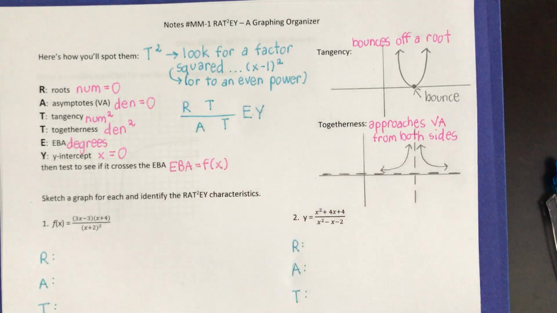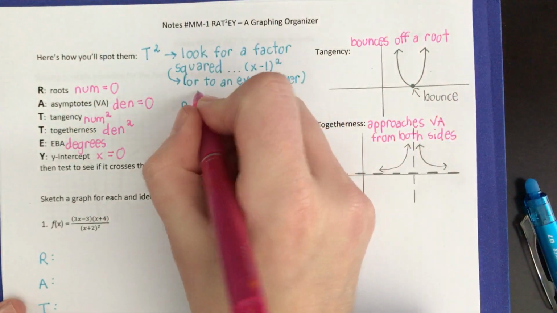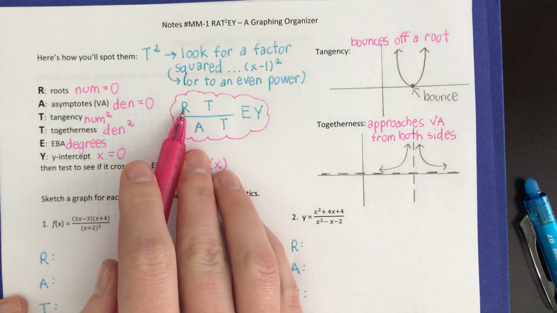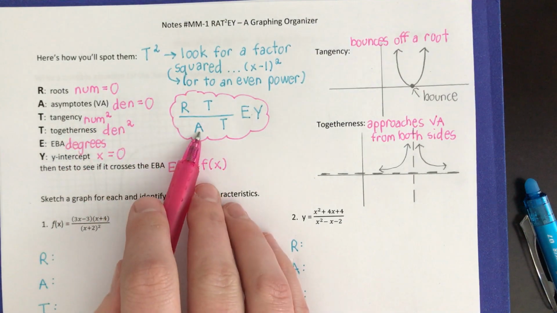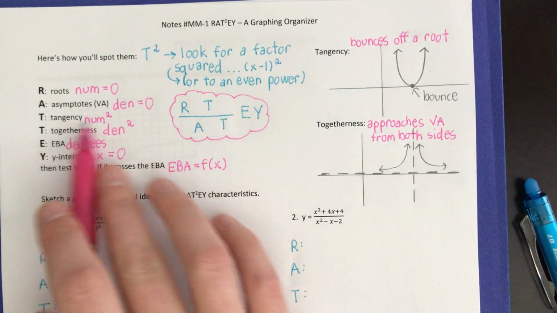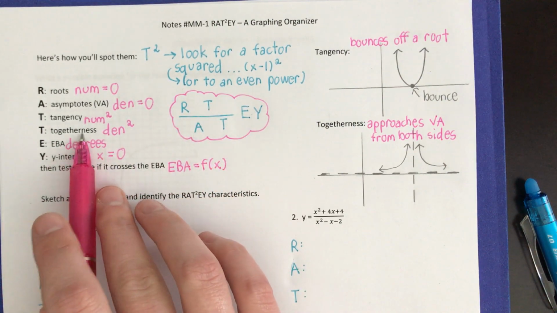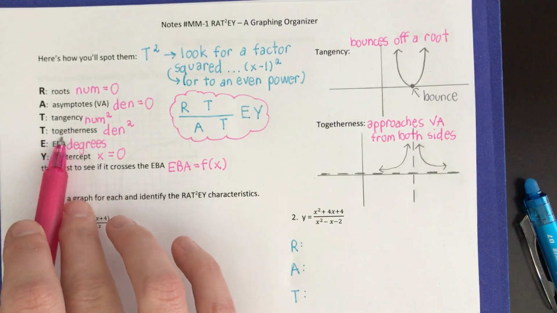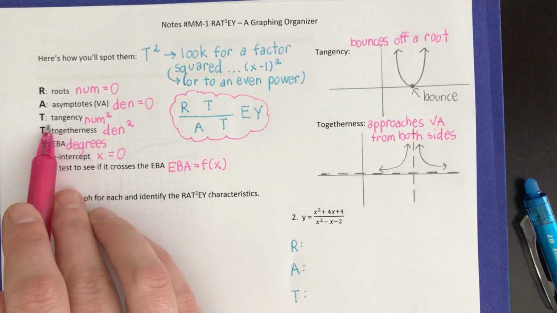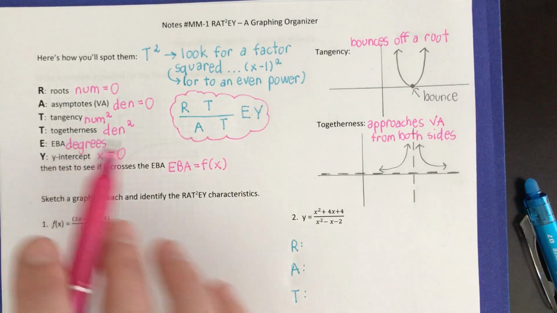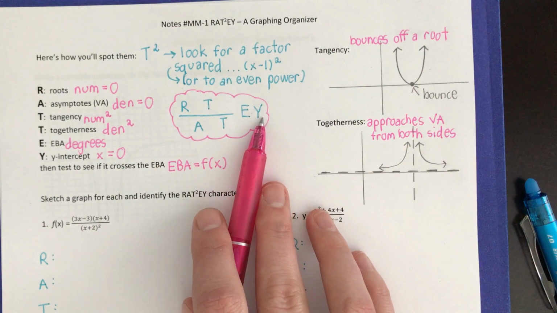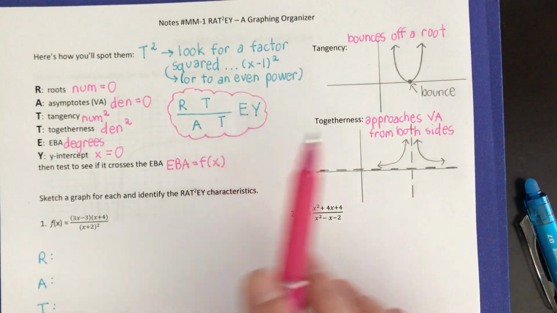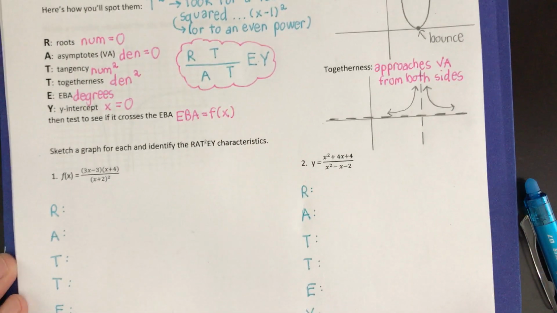Okay, so I've written this here to help you a little. Notice, you probably already know what it stands for, but the roots come from the numerator. The asymptotes come from the denominator, vertical. The tangency comes from the numerator, and the togetherness comes from the denominator. And remember, if you're wondering, well, how the heck am I going to remember if tangency or togetherness comes first? Well, alphabetically, tangency would come before togetherness. So that's kind of a cute little thing. And of course, the E and the Y aren't solely dependent on either just the numerator or just the denominator. They're dependent upon both. So let's get to practicing.